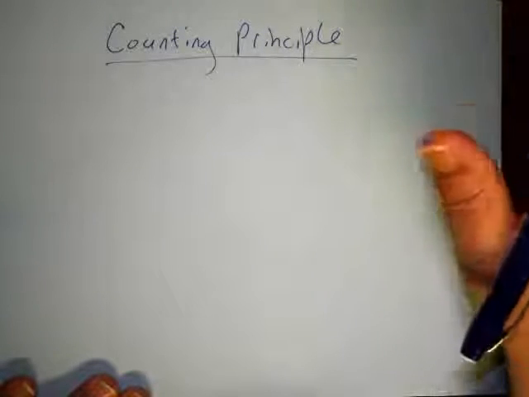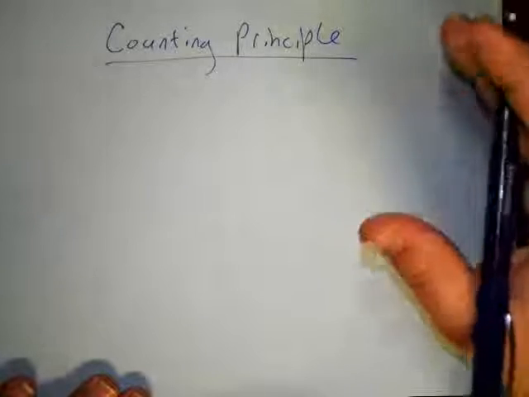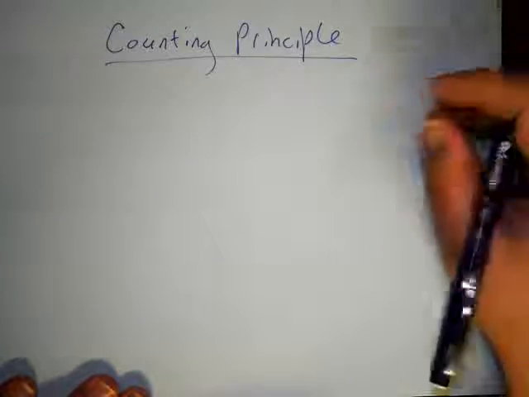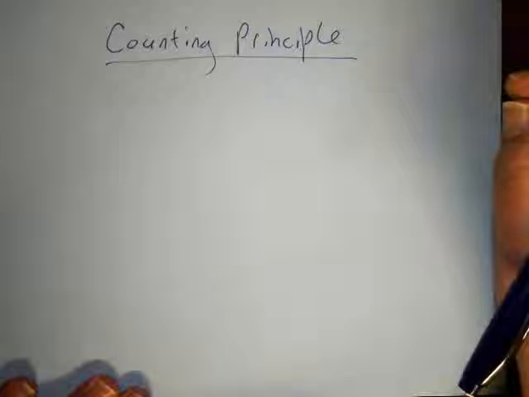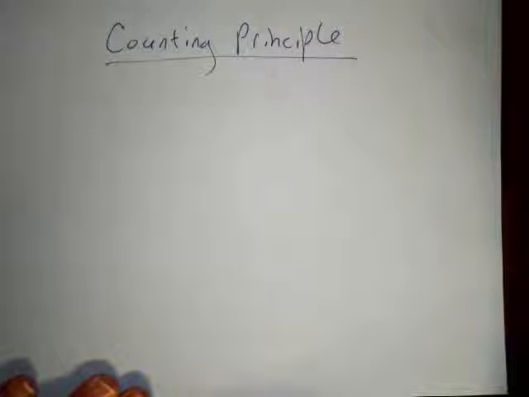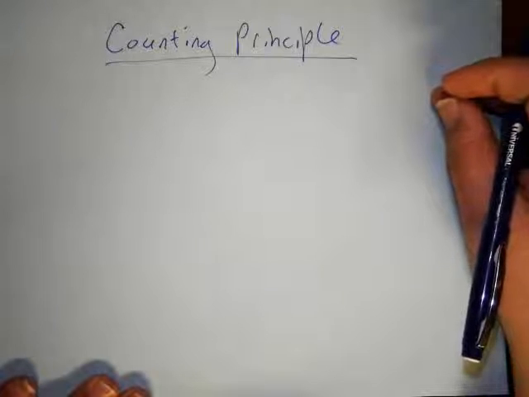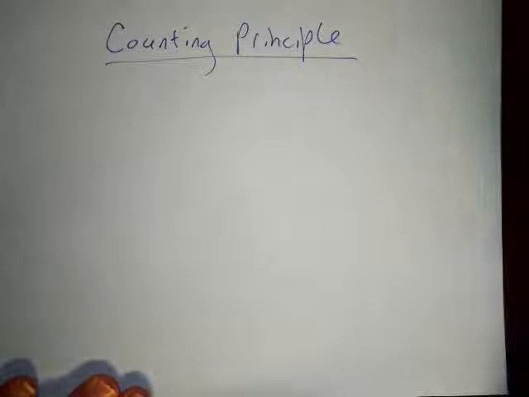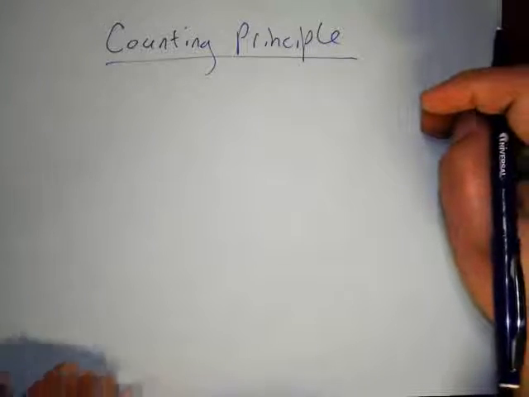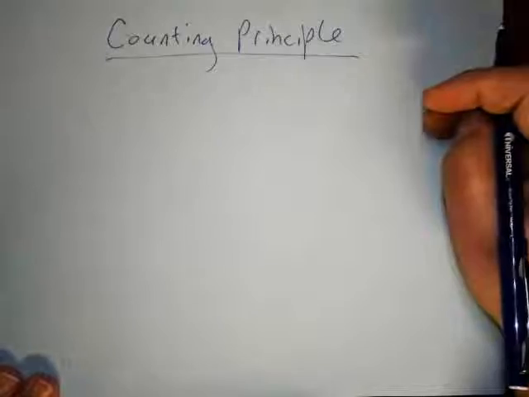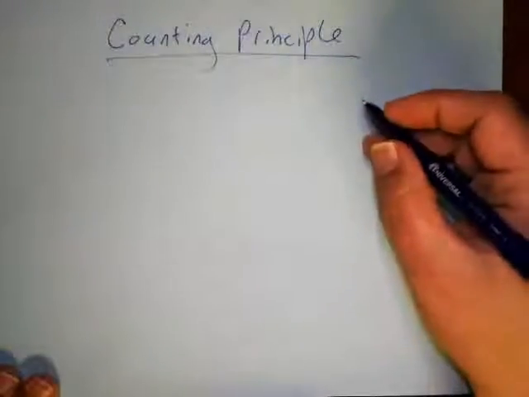What I want to do is just expose you to this idea of having rules that can help you count outcomes, which would be very, very difficult to count otherwise, because there can be many, many outcomes. And if you ever took a probability class, then you would learn other rules as well. But this is kind of where they all start, with this basic rule. Sometimes it's called the fundamental counting principle.